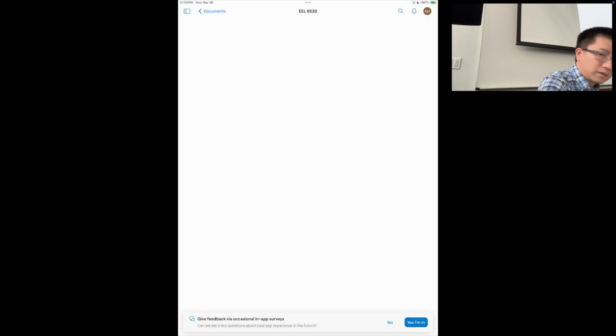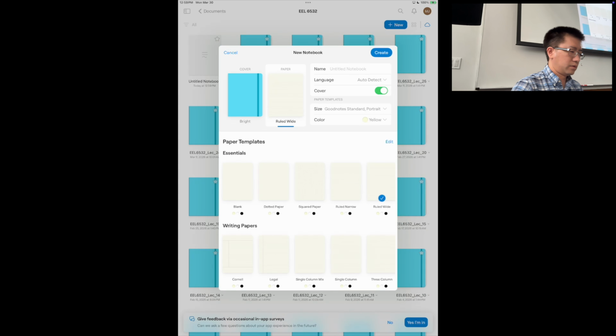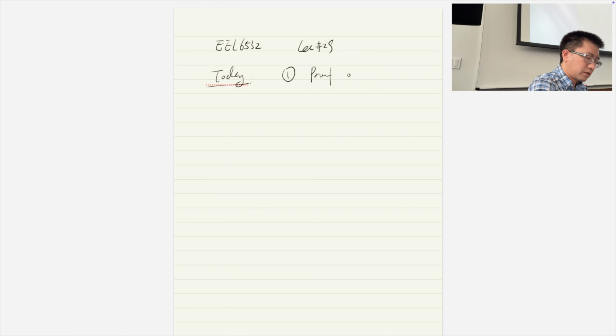Okay, so now let's have a new notebook. Today, hopefully we can finish the proof of the channel capacity theorem. Then if we have time, or in the next lecture, we're going to talk about zero error codes.